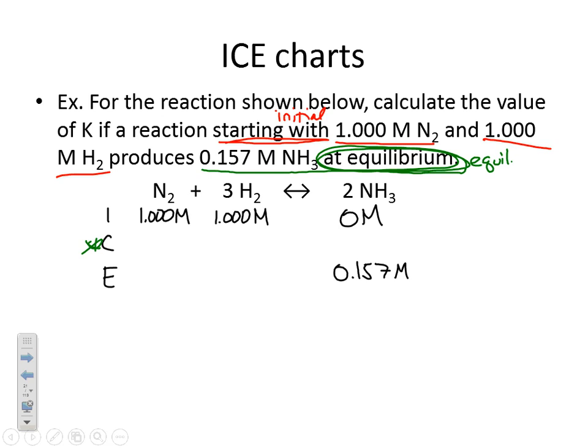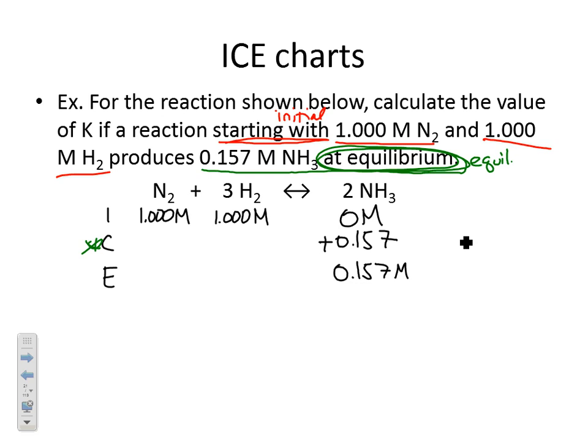Now, which thing do we have the most information about? We have the most information about the ammonia because we have the initial and we have the equilibrium. So therefore, we know that it must have changed by 0.157. But now, did it go up or did it go down? Well, it went from 0 to 0.157, so you know it increased by that much. So I am going to write a plus.